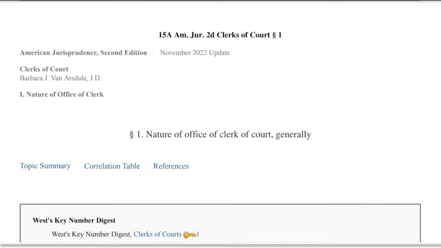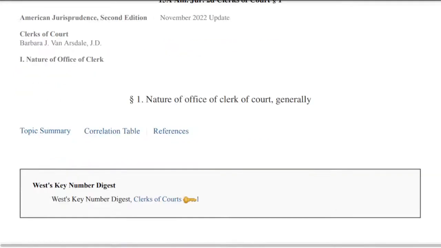And we're going to start with this right away with nature of the office of clerk of the court generally.